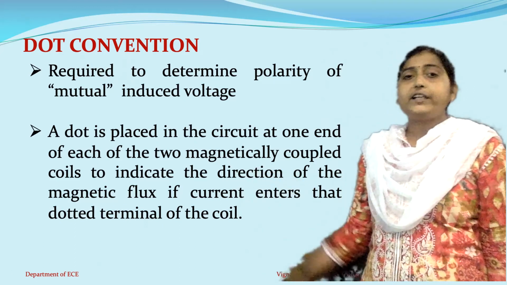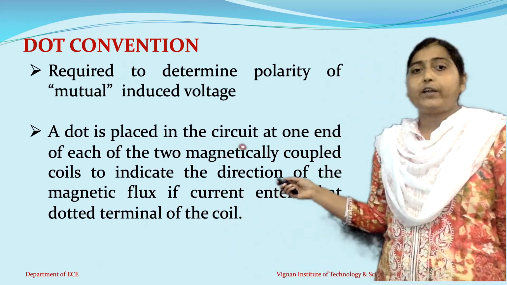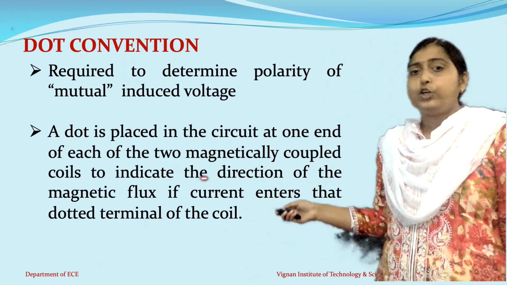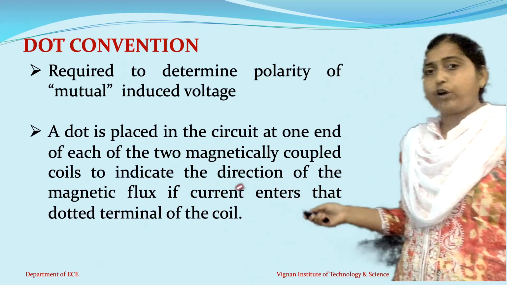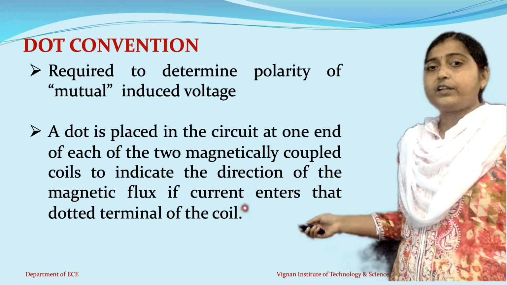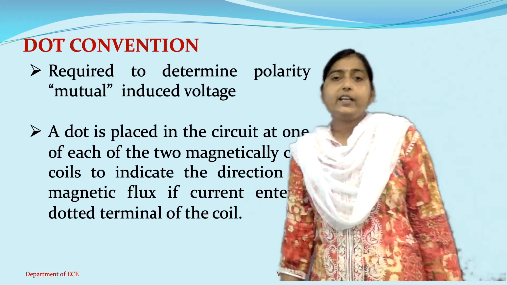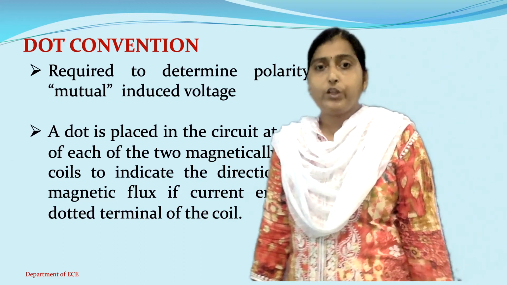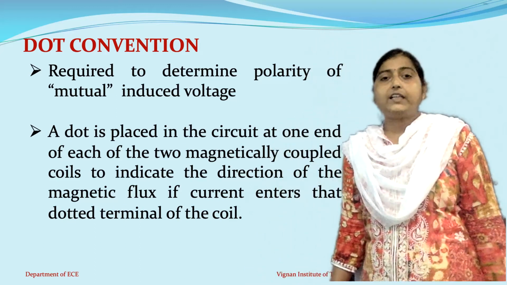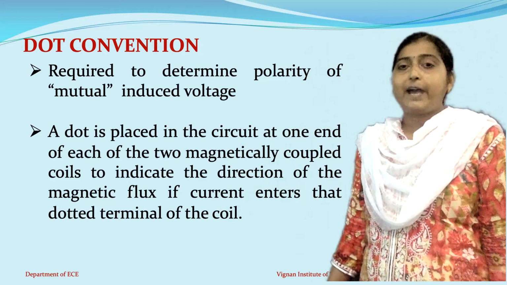Okay, so what is dot convention? A dot is placed in the circuit at one end of each of the two magnetically coupled coils to indicate the direction of the magnetic flux if current enters the dotted terminal of the coil. So what is dot convention here? Dot convention is nothing but we are going to place one dot in the circuit between the two magnetically coupled coils to indicate the direction of the magnetic flux.